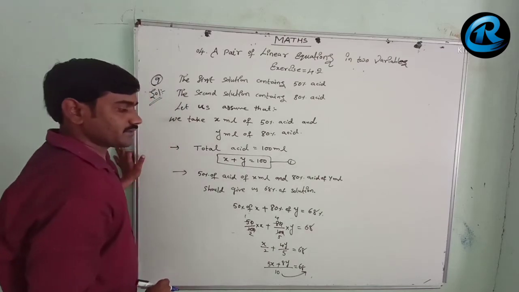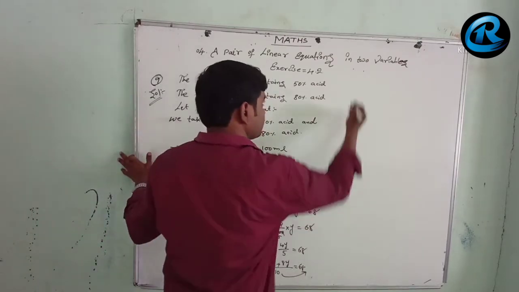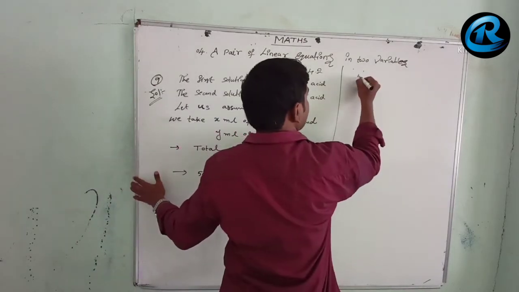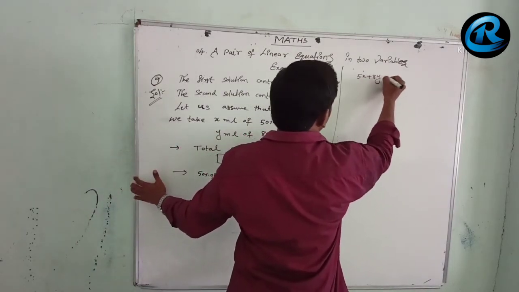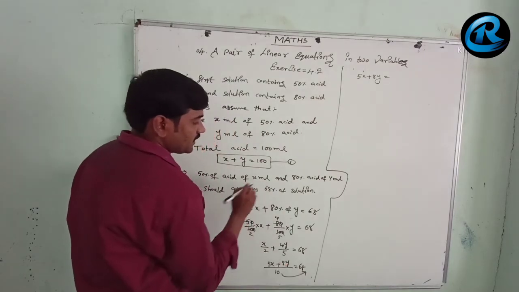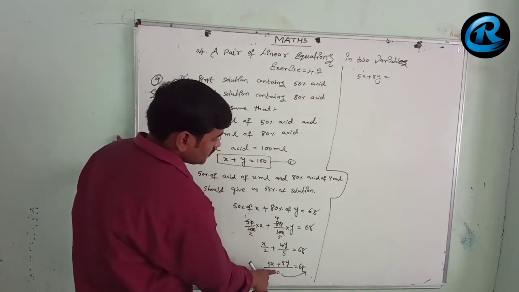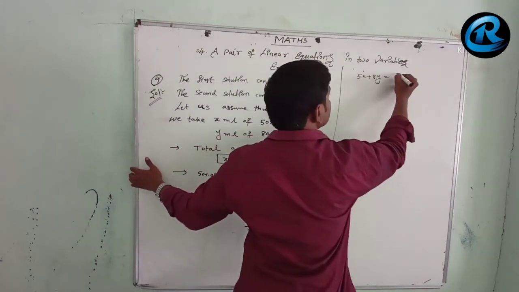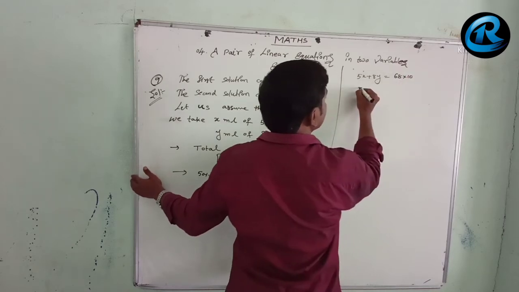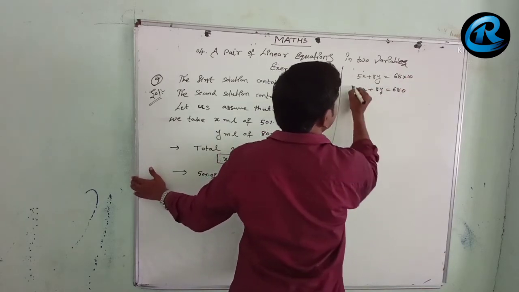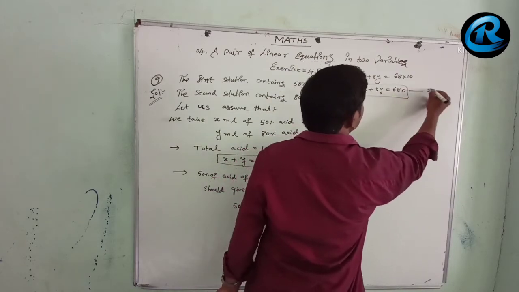This will transfer here. 5x plus 8y is equal to 68 into 10. That is 5x plus 8y is equal to 680. This is equation number 2.